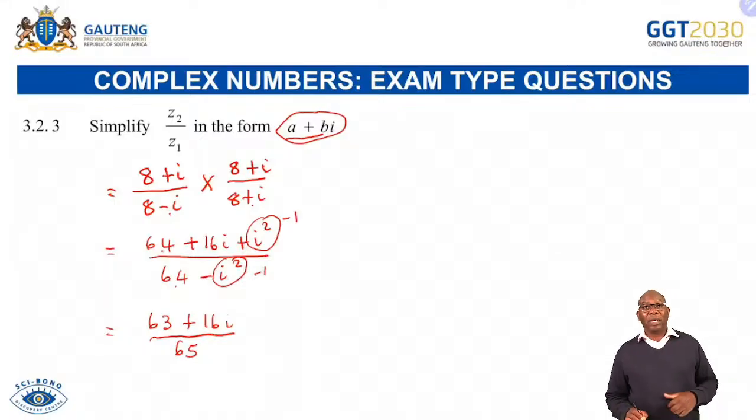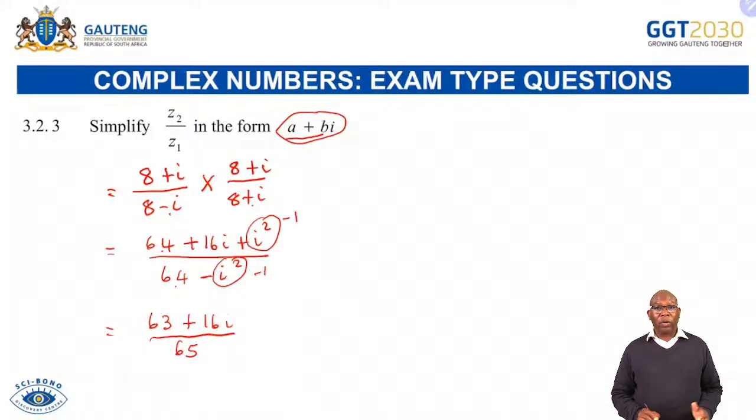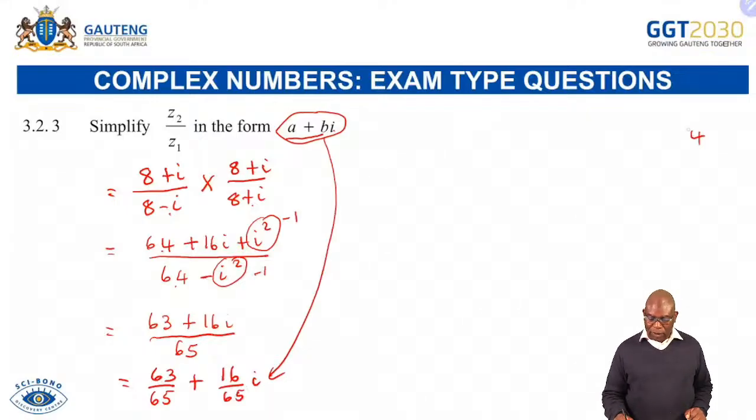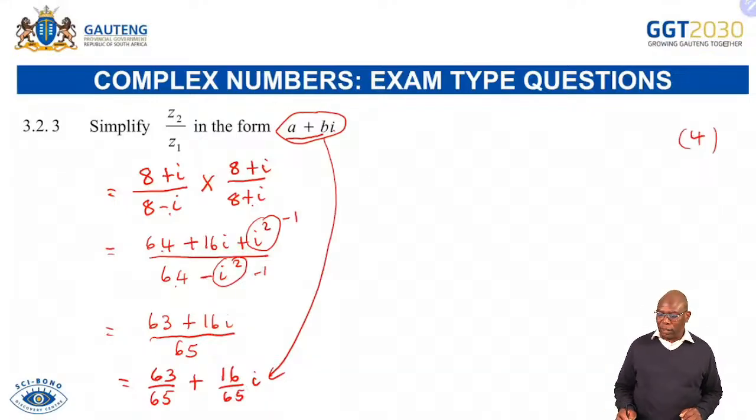Why do we do that? So that we eliminate the imaginary in my denominator, because I know that I'm going to get i squared there, which is negative 1. But how do I write it in this form? Do you still remember that table? We split the 2, so it becomes 63 over 65 plus 16 over 65 i. So it is in the form a plus bi. And this question was 4 marks.